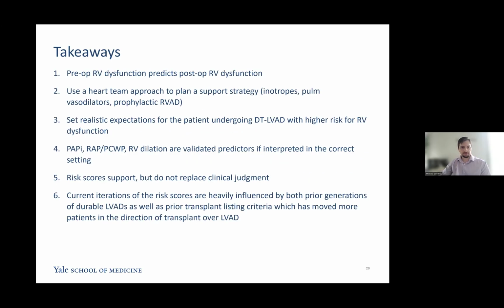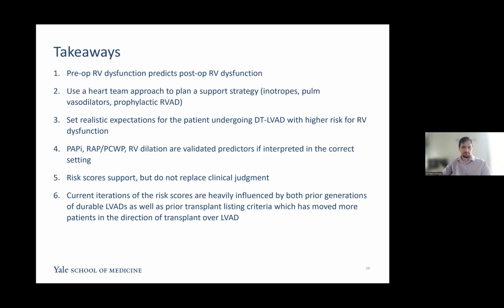Of the things I want to be the main takeaways from this discussion, first and foremost, preoperative RV dysfunction will predict postoperative RV dysfunction. You have a bad RV going in, you're going to have a bad or worse one coming out. And we need to be mindful of that as we choose how to approach the situation and manage it for the patient preoperatively, perioperatively, and postoperatively.